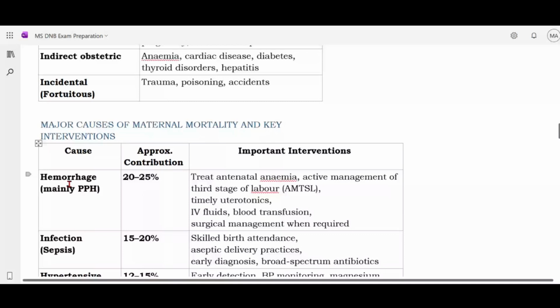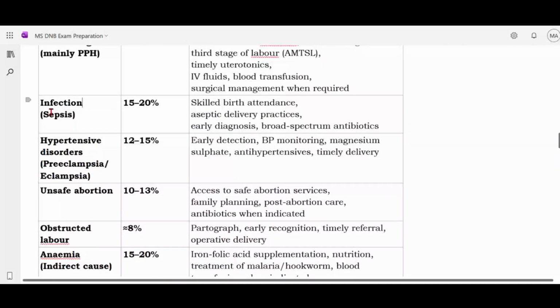Coming to sepsis, this contributes around 15 to 20% of cases, and prevention is possible by skilled birth attendants, aseptic delivery practices, early diagnosis, and broad spectrum antibiotics. So death due to sepsis will be prevented by this. Third are the hypertensive disorders, preeclampsia, eclampsia, etc. That contributes around 12 to 15%. Early detection, blood pressure monitoring, magnesium sulfate, antihypertensives, and timely delivery are the interventions possible for prevention of deaths due to preeclampsia and eclampsia.